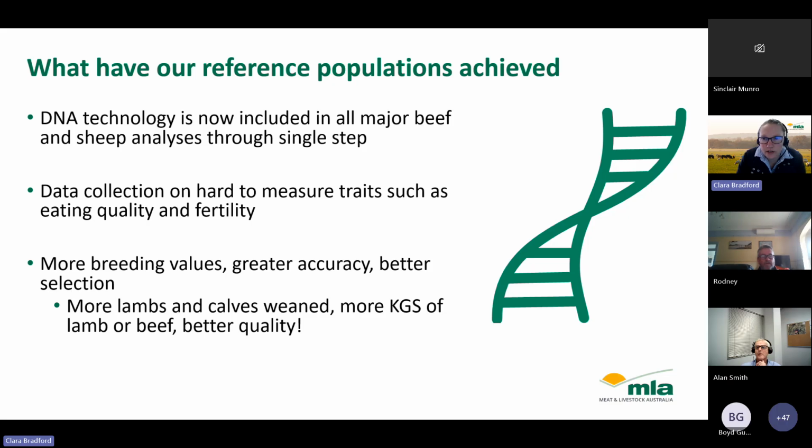And this has also translated to real on-farm productivity benefits. So we've been able to improve our lambing percentages and number of calves weaned. We've also been able to improve nationally the kilograms of lamb and beef turned off per hectare per 100 millimetres of rainfall. And ultimately, we've also been able to do that whilst improving the quality of the product as well.